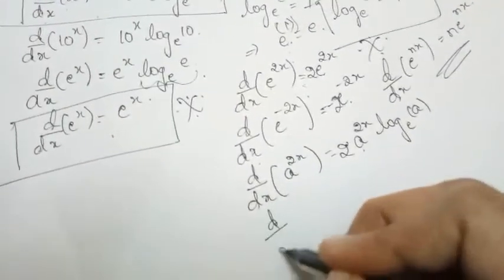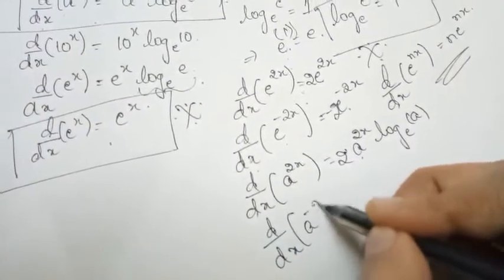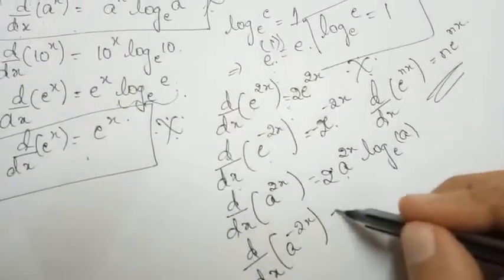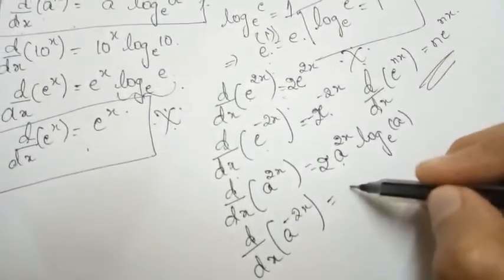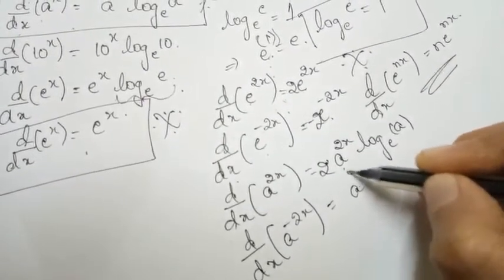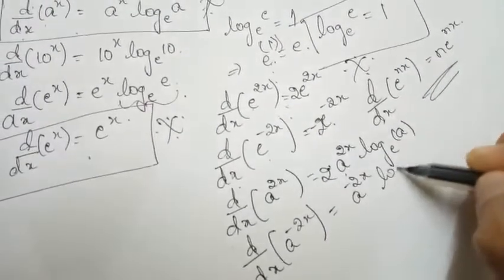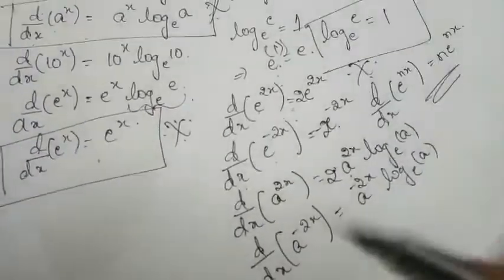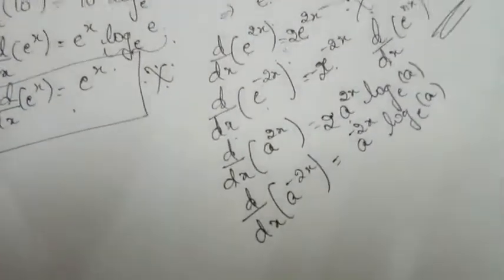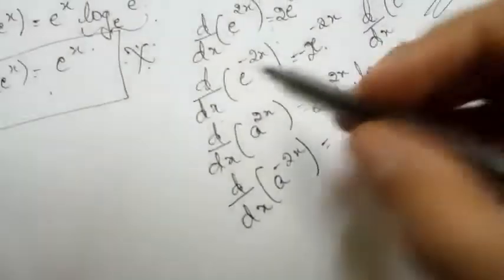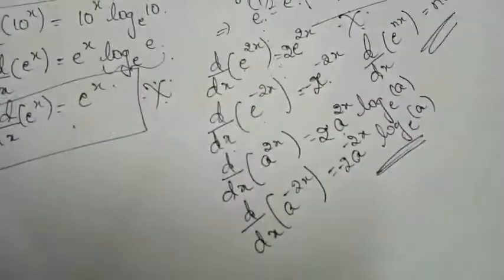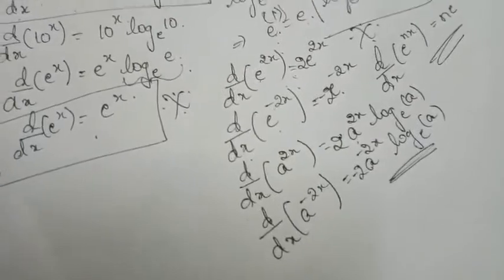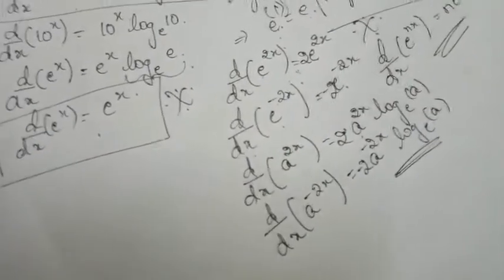Similarly, d by dx of a to the power minus 2x, how does it go? Again considering this minus 2x as t, it will be a to the power minus 2x log e of a. Then again dt by dx, what was our t here? Minus 2x. So the derivative of minus 2x is minus 2. This is how we find the derivatives of the exponential function.